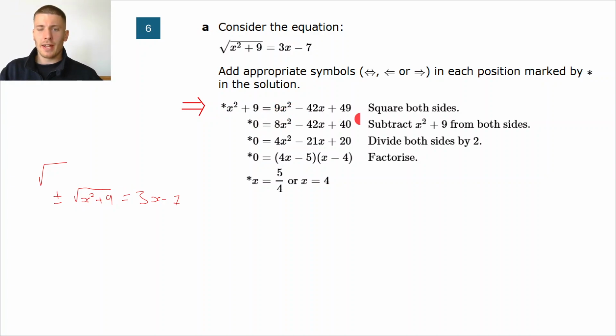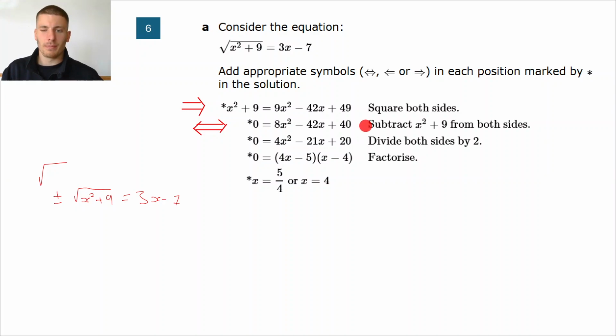So we have this here, and they subtract x squared plus 9 from both sides. Basically, as long as you're not squaring or square rooting or dividing through by 0, things are going to be okay. That is absolutely fine. So here, we do have equivalence. They mean the same thing. The logic from both of these lines does go both ways. So this is fine.